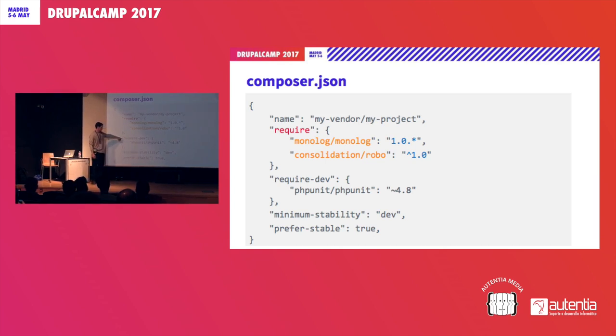Now, the require-dev attribute is the same thing, and it works in the same way, but Composer only looks at this in development servers. So we don't need PHPUnit in a production server, so Composer will ignore it there.